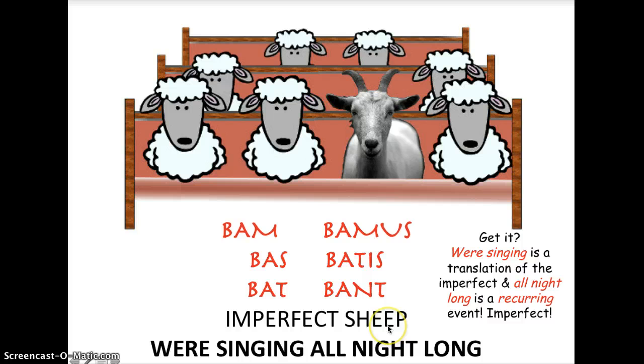And you get it? Were singing is an ongoing past action. And indeed, the imperfect is an ongoing past action. To be perfect in Latin literally means to be done through. So imperfect is something that isn't entirely complete.